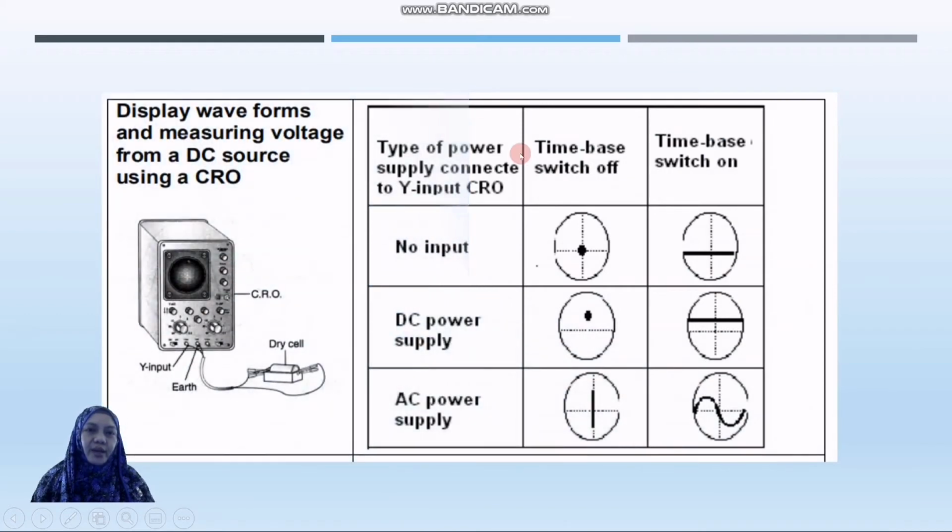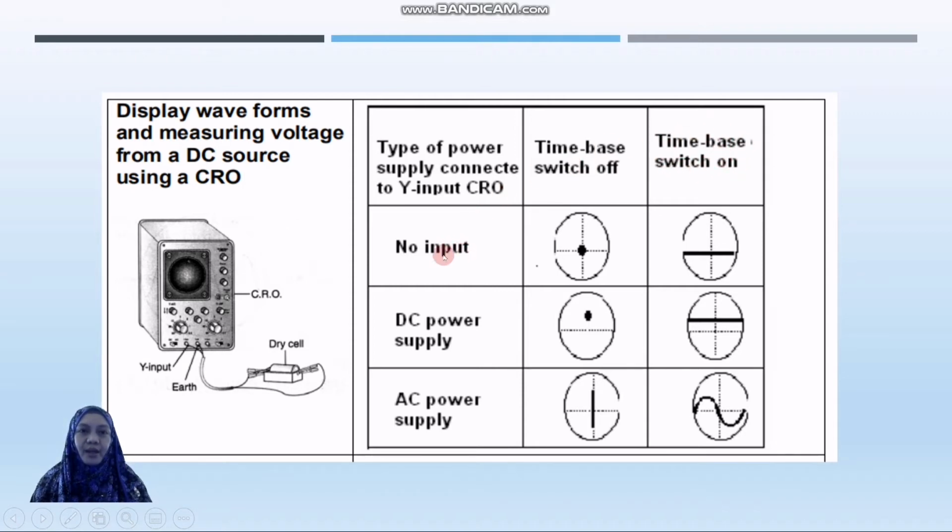Now let's take a look at this diagram. It shows how the CRO is used to display a waveform and how to measure an AC or DC voltage connected to it. This is the table given as our reference. The first column is the type of power supply connected to the Y input of the CRO. The second column tells when the time base is switched off. Remember the time base? The time base is used to control the magnitude of the deflection on the X plate. And the third column shows when the time base is switched on.